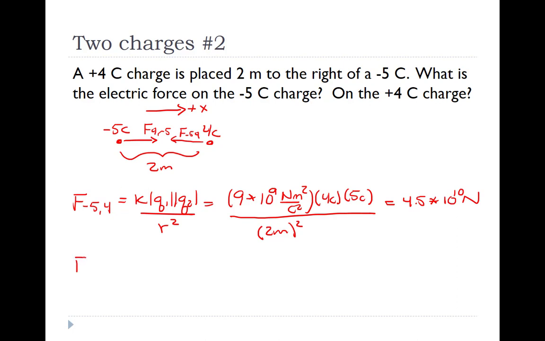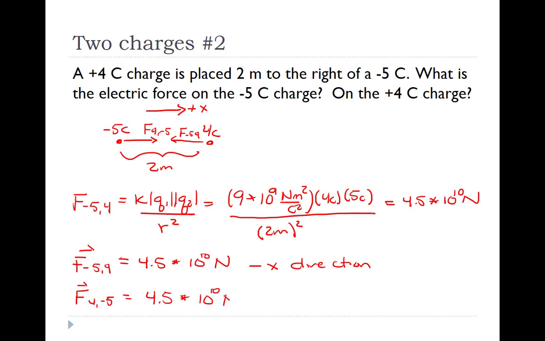And now I can write my two forces down. F negative 5 on 4, or the force on the 4 Coulomb charge, will have a magnitude of 4.5 times 10 to the 10th newtons and will be in the negative x direction, whereas F4 comma negative 5, the force on the negative 5 Coulomb charge, will be 4.5 times 10 to the 10th newtons in the positive x direction.